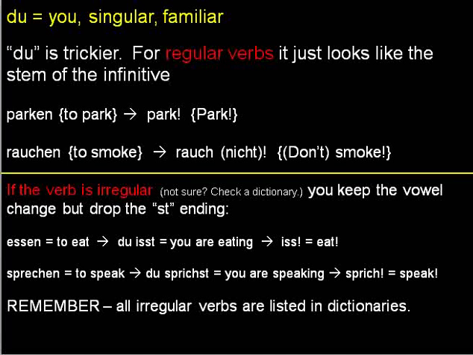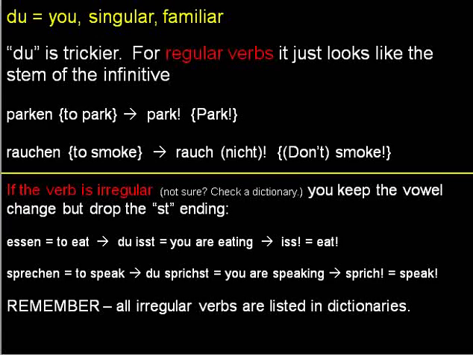The same with rauchen here, rauchen, to smoke. If you want to say rauch or rauch nicht, so smoke or don't smoke, yeah, you just again drop the en and that becomes the imperative form. That's with regular verbs. If the verb is irregular, and if you're not sure, check a dictionary or a verb list or check an online verb conjugator.